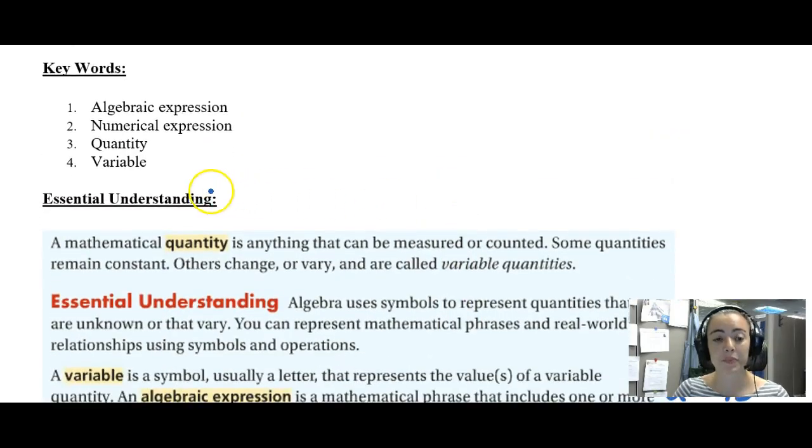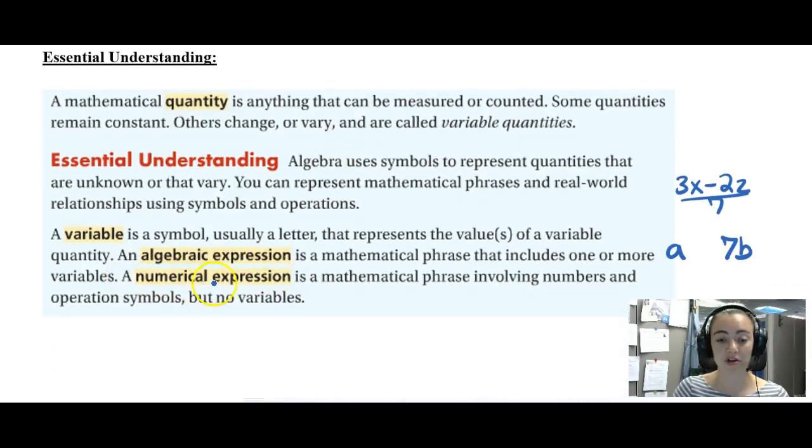You also have numerical expression. A numerical expression is a mathematical phrase involving numbers and operation symbols but no variables. So that could be 2 plus 3. We know that's 5, but it's a numerical expression. Again, no variables, no letters in that.